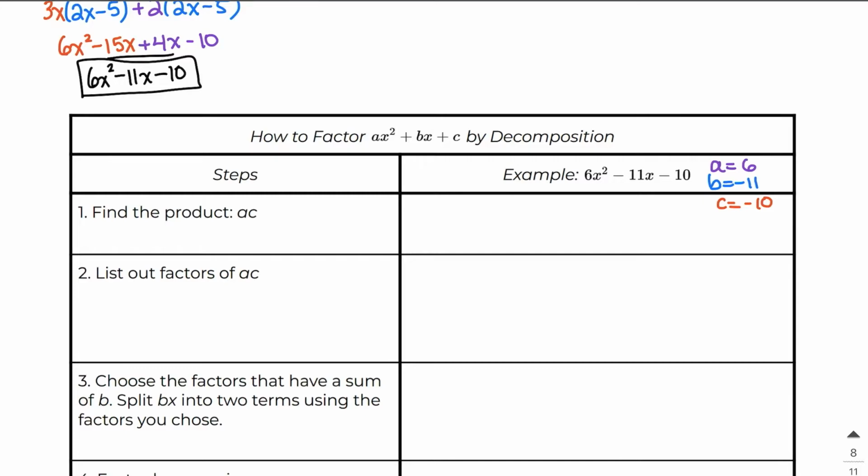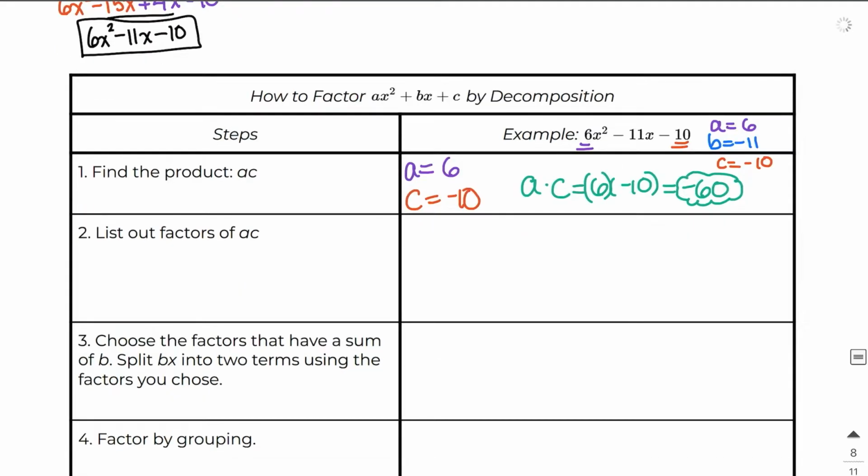According to our steps, it says find the product of a times c. So I'm going to take the a value, which we know is 6, and the c value, which we know is negative 10, and multiply those two values together. So a times c is 6 times negative 10, which is negative 60.